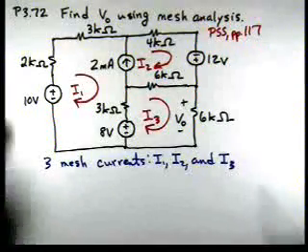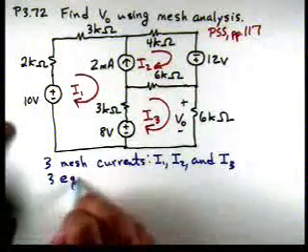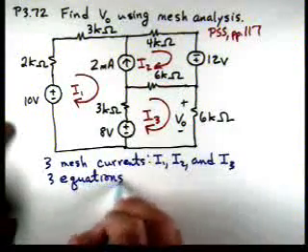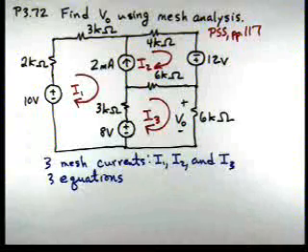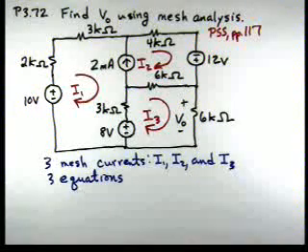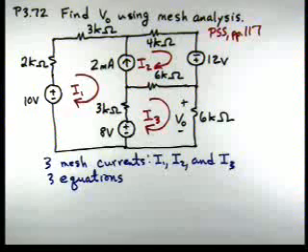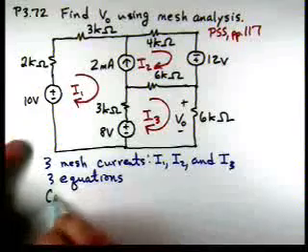And so we're going to need to write three equations. And the complicating factor here is that we now have a current source. And remember, when we have a current source with mesh analysis, we have to write a constraint equation for that current source. So one of our equations is going to be the constraint equation.